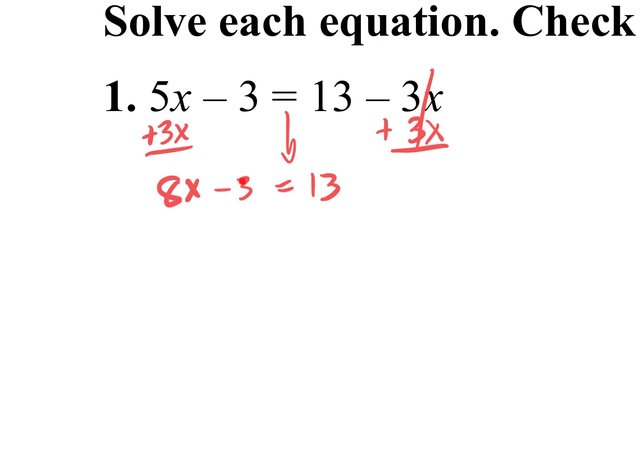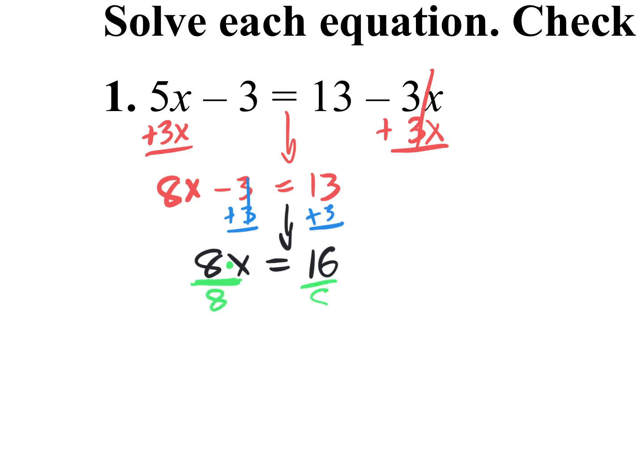How do I get rid of the minus 3? I do the opposite, plus 3. And what I do to one side, I do to the other, add 3. My new equation is 8x, bring down the equal sign again, 8x equals 16, which is really saying 8 times x equals 16. And to get rid of the multiplication of 8 in front of the x, you're going to have to do the opposite of multiplying, which is a division bar of 8. And what you do to one side, do to the other, giving you your final answer, x equals 2.